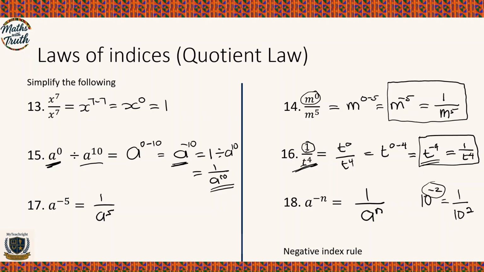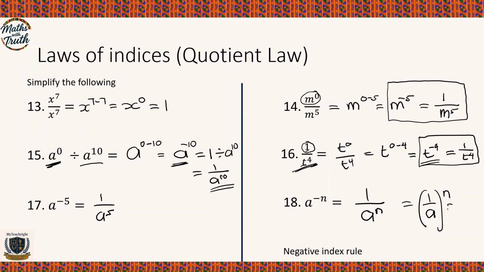Okay. Now, this can be fully stated, however, in another way. That can be stated as any number with a negative index is equal to the reciprocal of the number, that is 1 over the number, all exponent positive of the index, or the index without the negative sign.